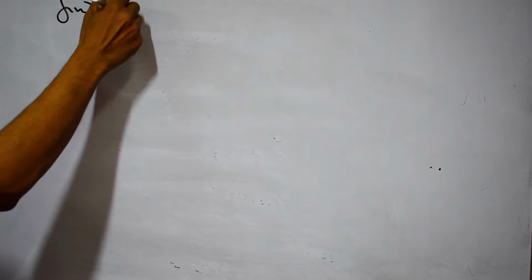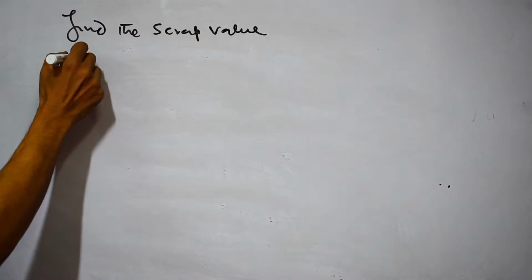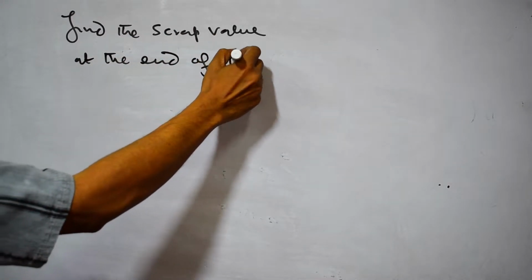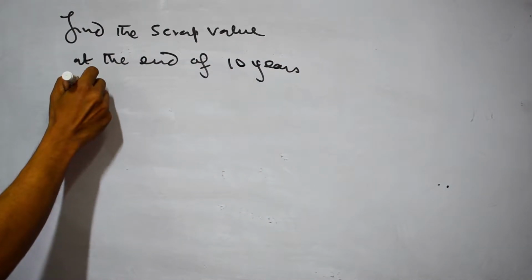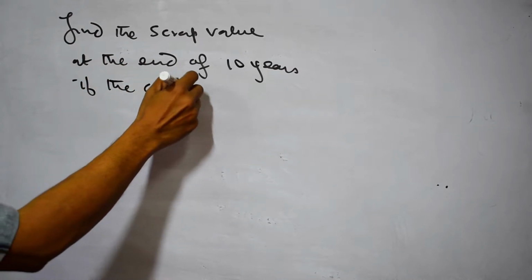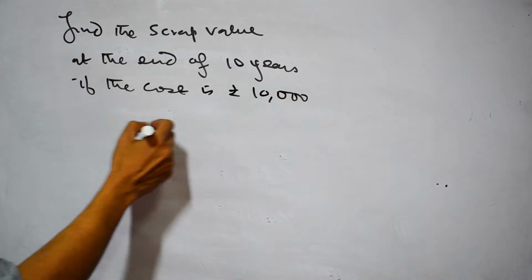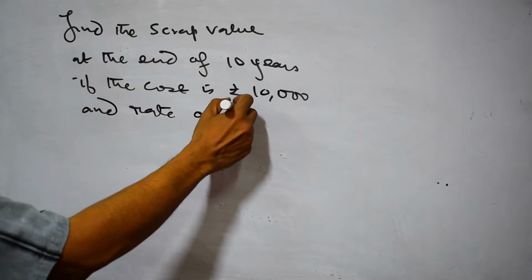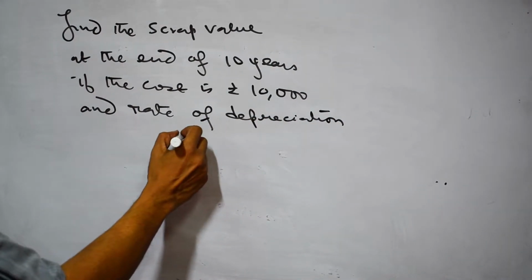Depreciation: find the scrap value at the end of 10 years. After 10 years, how much will be the scrap value if the original cost is rupees 10,000 and the rate of depreciation is 10%? So obviously it is also per annum.